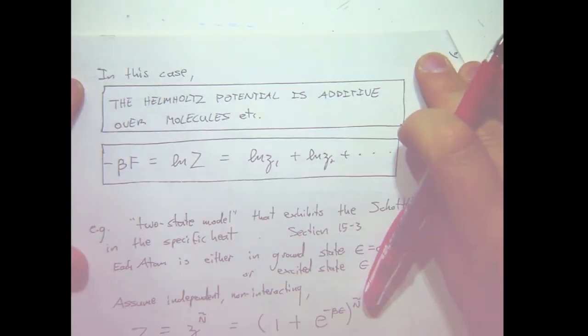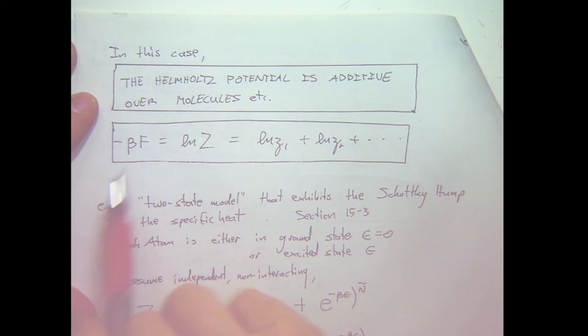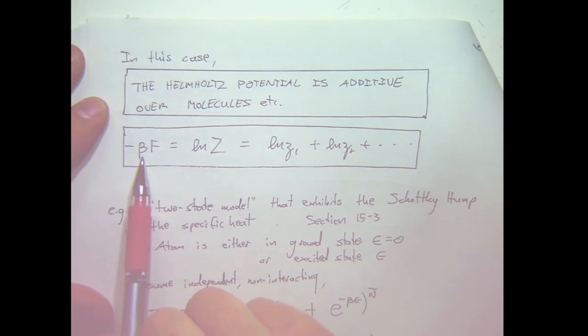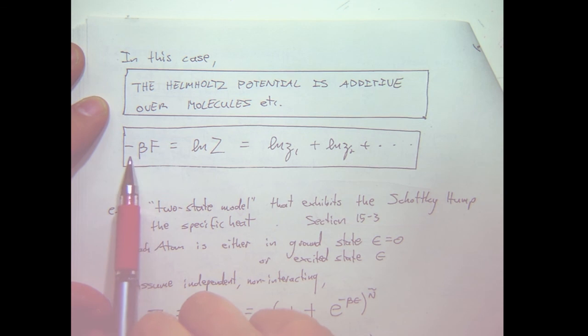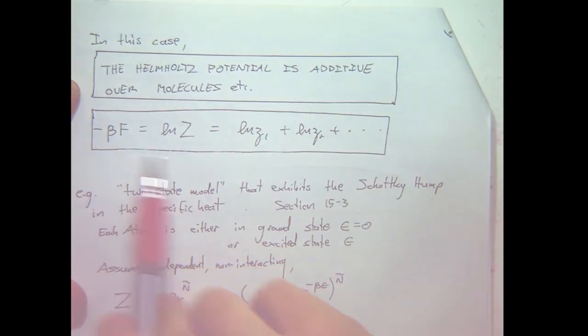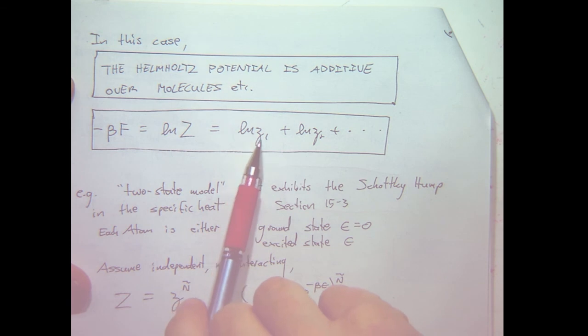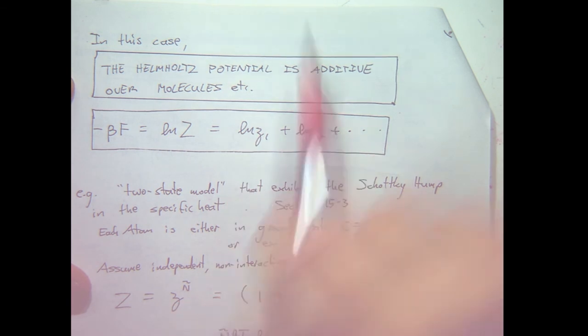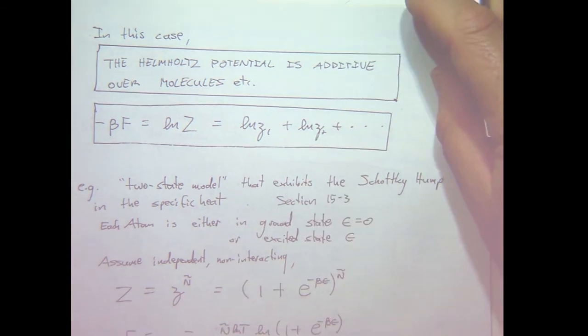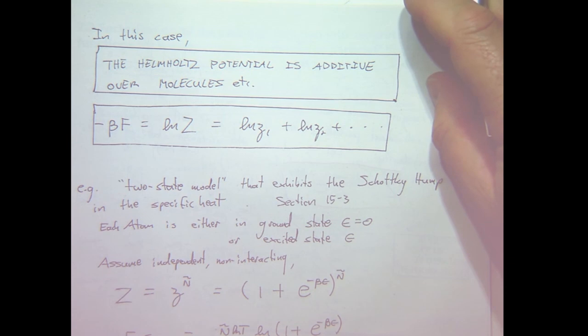And since log Z is basically the Helmholtz free energy times minus beta, that's telling you that the Helmholtz free energy is just additive over the molecules or over the individual excitations. Log Z1 plus log Z2, etc. So let's do a couple of quick calculations.